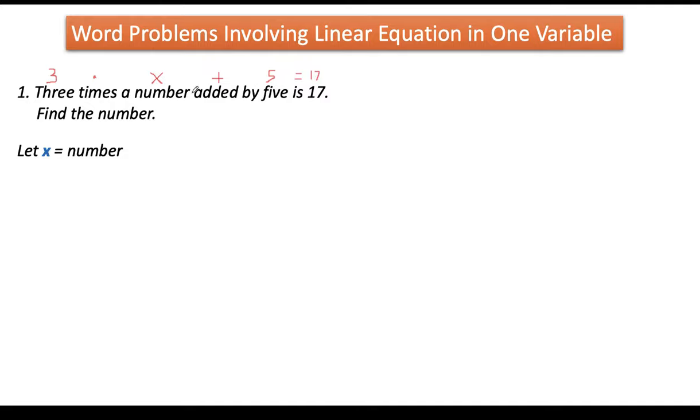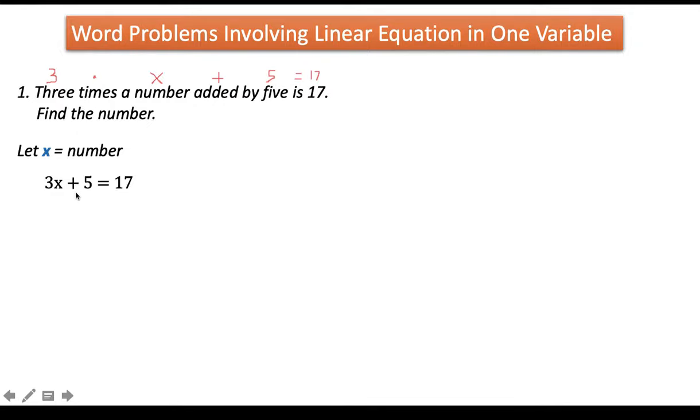So if we're going to write these symbols together, that will be our working equation. So 3x plus 5 equals 17. And this will be our working equation. We are now on the process of solving for x. And our aim here is to isolate this x by eliminating plus 5 and times 3, applying the properties of equality. So let's get started.